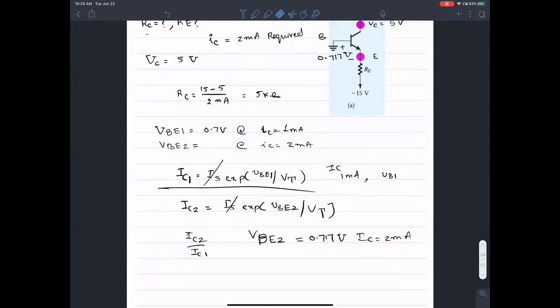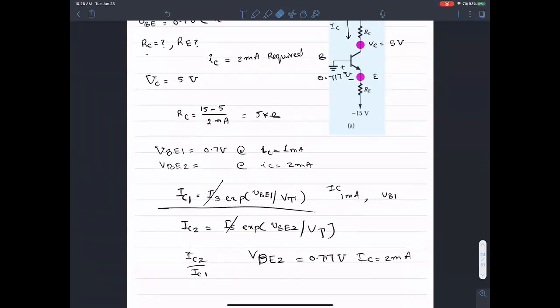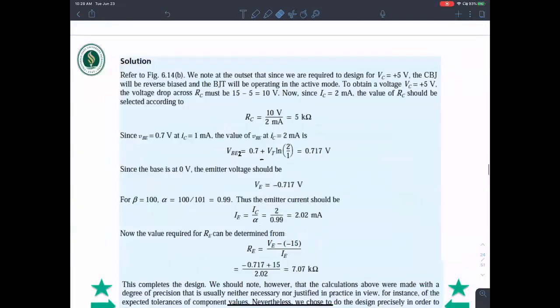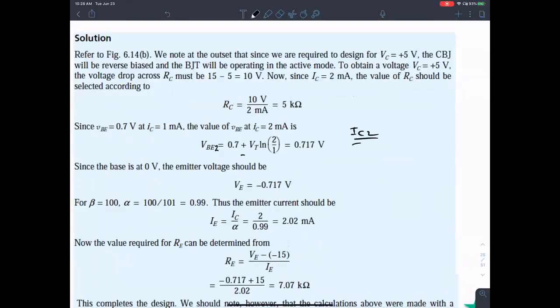What was inside the log of VBE2? I didn't see the argument. Sorry, yes, this is IC2 over IC1. Oh, okay, all right, thank you. Okay.